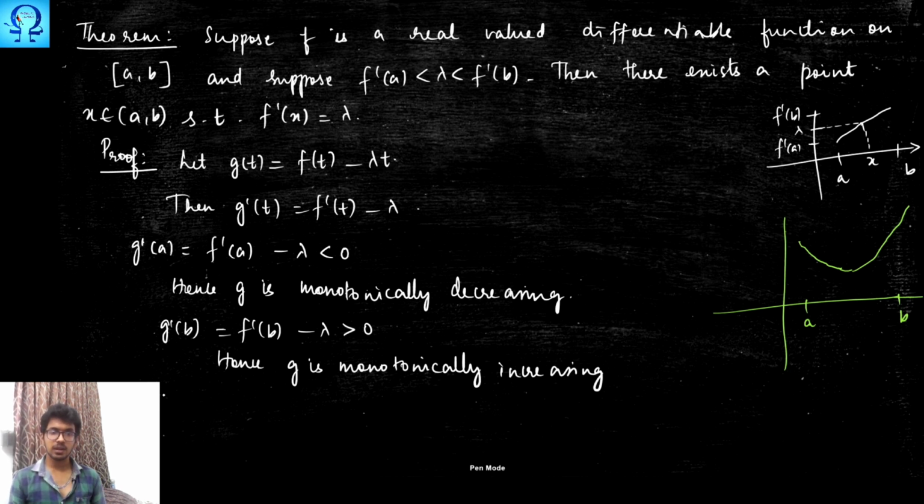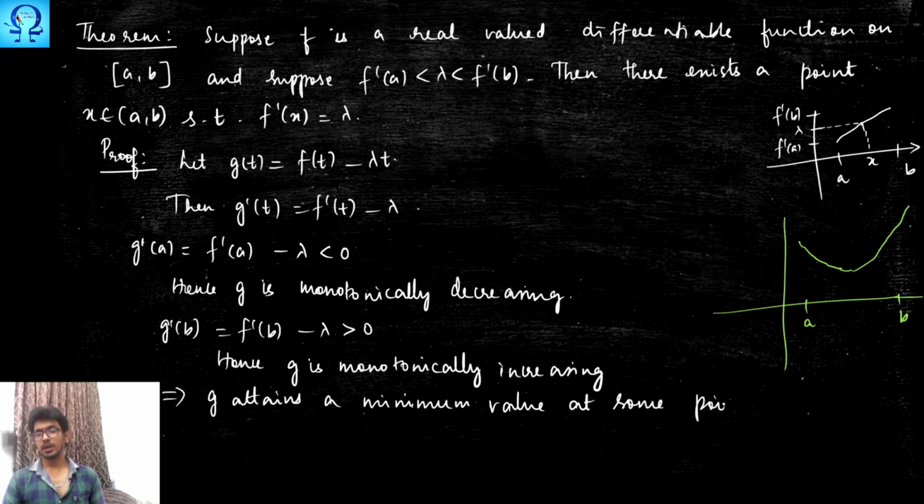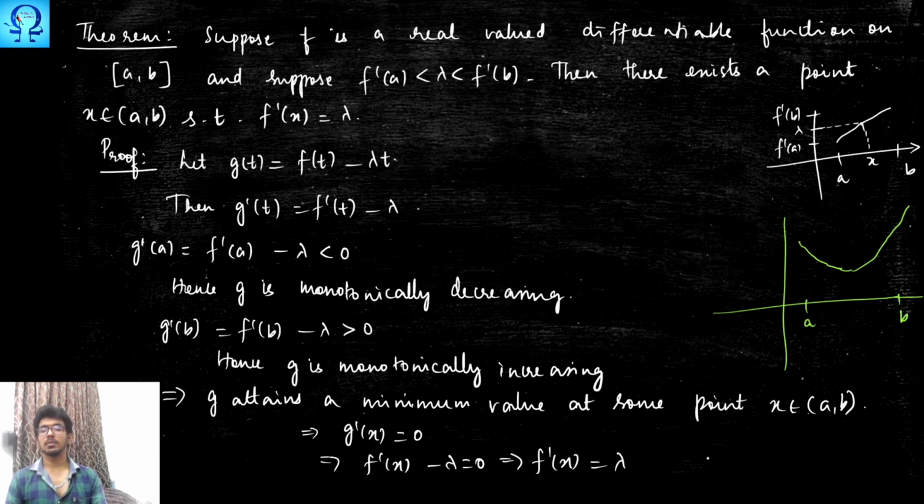From this what can we conclude? From this we conclude that g attains a minimum value at some point x in the interval AB. Which means what? If it is attaining a minimum at this point, then g prime of x is 0. This means f prime of x minus lambda is 0. This gives you f prime of x is lambda, and this completes the proof. Thank you.